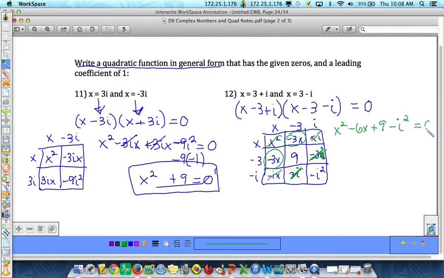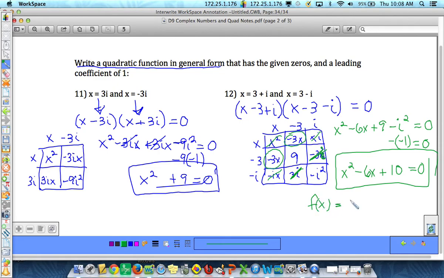Equals 0. Keep in mind i squared equals negative 1, so we're subtracting negative 1 here at the end, which is really like adding 1. So we get x squared minus 6x. 9 plus 1 is 10. And that will be your solution. x squared minus 6x plus 10 equals 0. So there is a quadratic function. Or you could write it in terms of f of x equals x squared minus 6x plus 10.